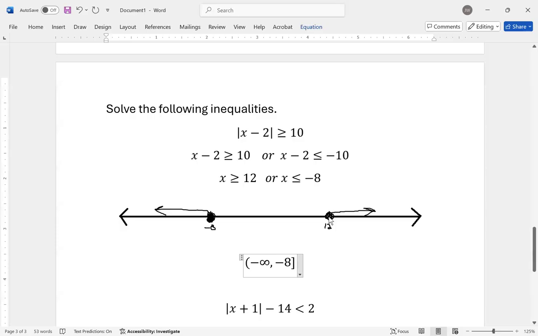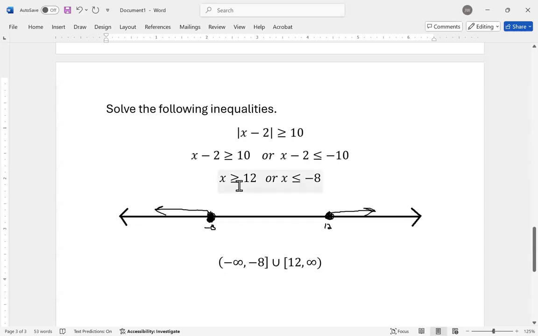And then we'd start back up at 12 all the way to positive infinity. The way to do that is to use a union sign, union, square bracket, 12, comma, positive infinity, parentheses. So that would be my interval notation for this inequality solution. Anywhere from -infinity up to -8, and then from 12 to positive infinity.